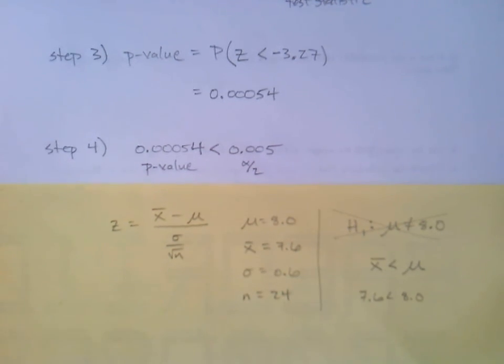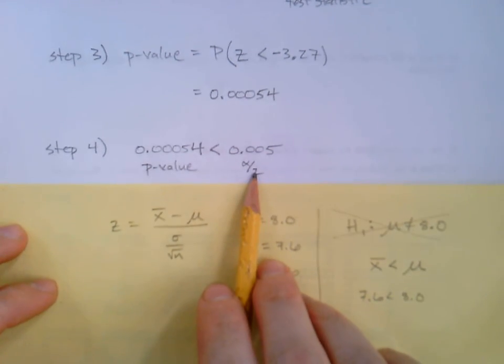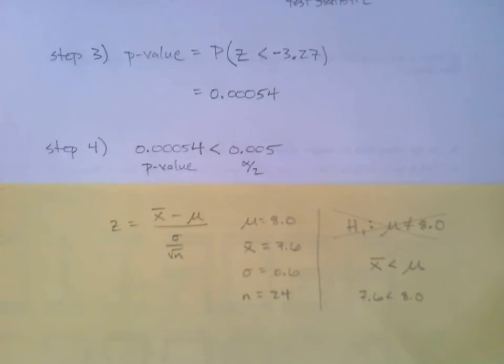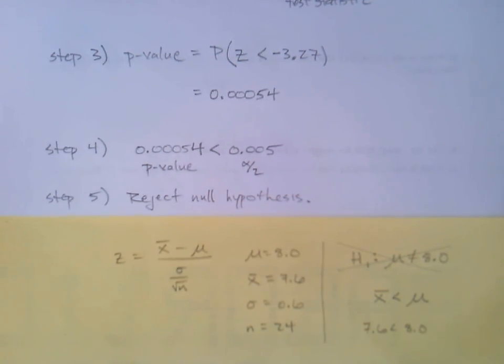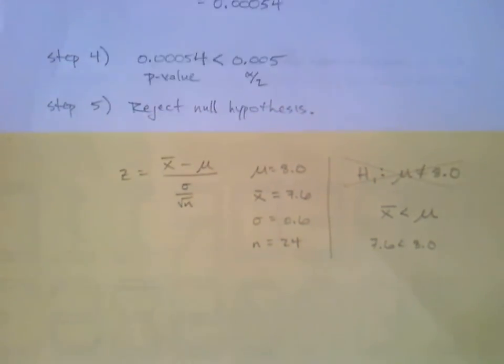So what does that mean for step 5? Step 5, you make the decision: do you reject the null hypothesis or do you fail to reject the null hypothesis? Well, if alpha over 2 is bigger, then it's the opposite of that first practice problem we did. This one we do reject. Let's talk about why.